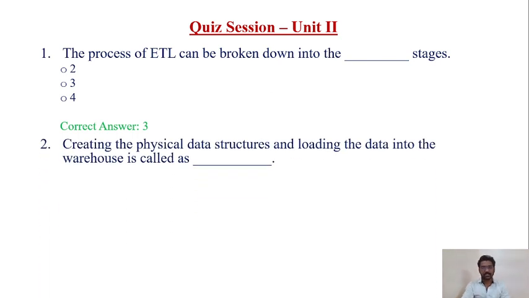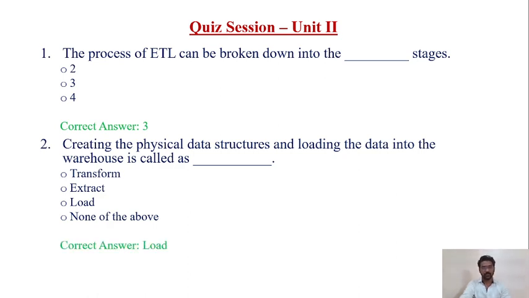The second one is: creating the physical data structure and loading the data into the warehouse is called as what? It is in a definition manner. Four options are given: the first is transform, second is extract, third is load, fourth is none of the above. None of the above means the given three options are not correct. The correct answer is load, the third option. Load is creating the physical data structure and loading the data into the data warehouse.